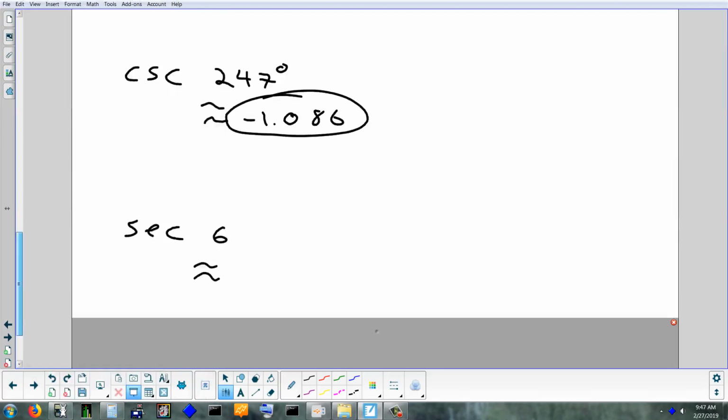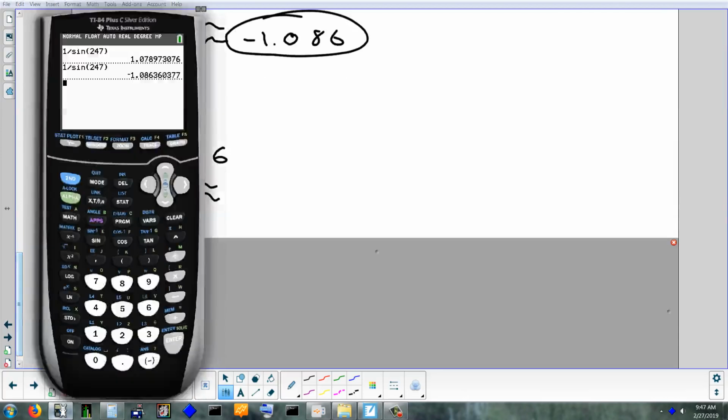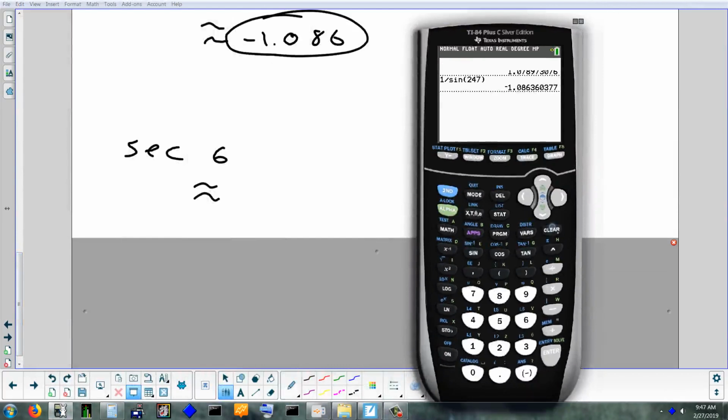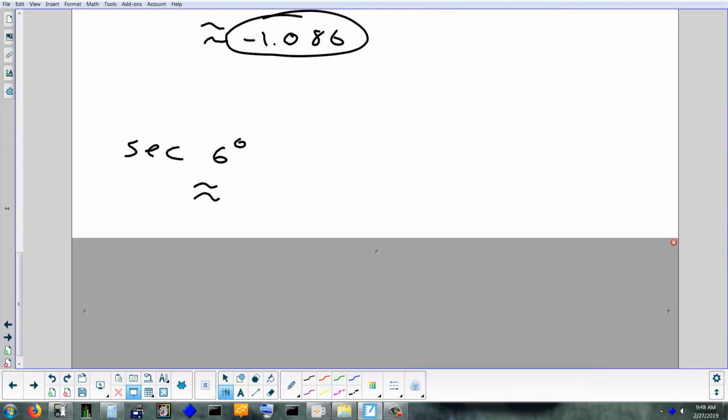Right, how about secant of 6? Somebody tell me everything I have to do to use this calculator to get the right answer. Change it to radians. Yes, first thing I have to do is put my calculator in radians. So when do you change to radians and when do you take it out? If you see the little circle, that's now a degree problem. If you don't see the degree, then you know it's radians.